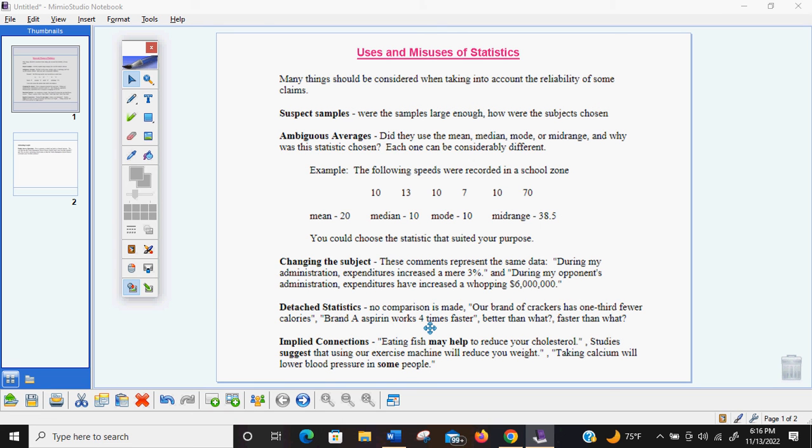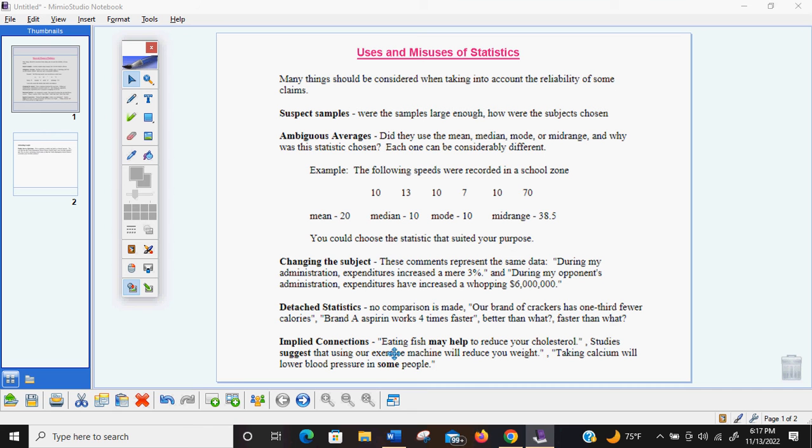Another one is detached statistics, where no comparison is made. Our brand of crackers had 1/3 fewer calories. Well, fewer than what? They'll put a picture on the ad up of another brand of crackers. But if they're not specific, they're being ambiguous on purpose. Brand A aspirin works 4 times faster. Well, faster than what? If they're not specific, then they're probably not telling the truth.